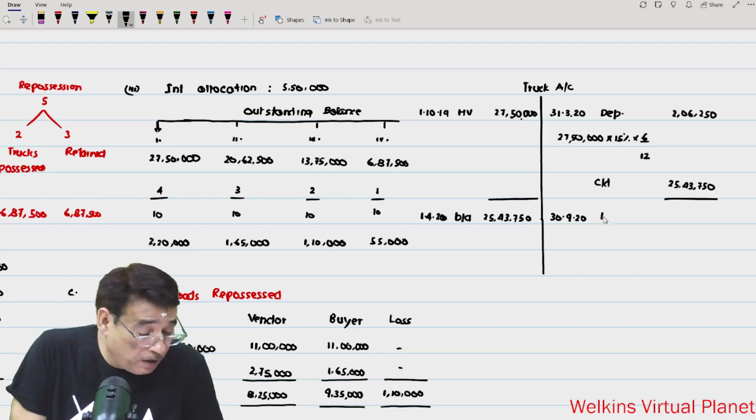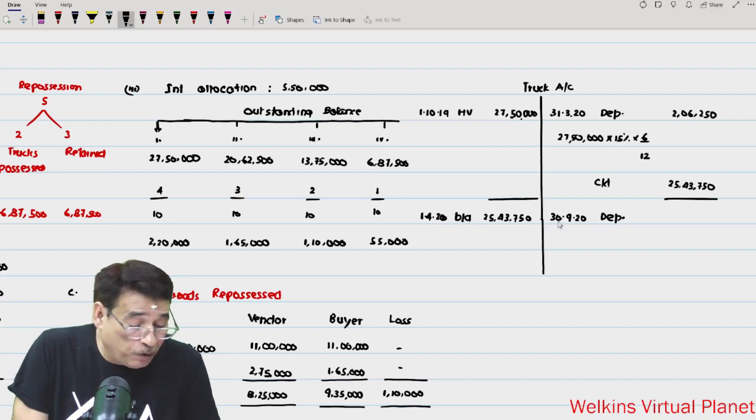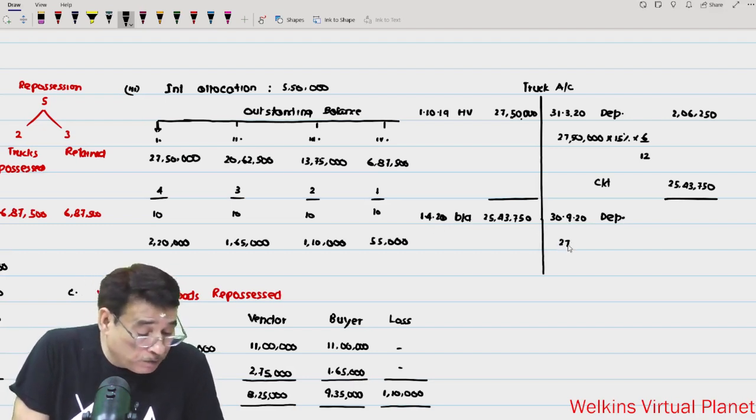So again, I will have to compute the depreciation, and again I will have to compute the depreciation for 6 months, correct? So the amount will be the same, 27,50,000, because depreciation is to be provided on original cost. So the original cost is 27,50,000.